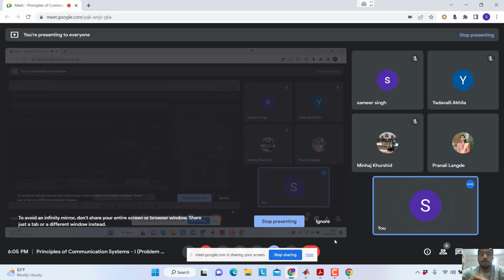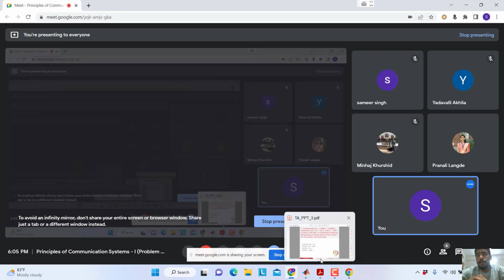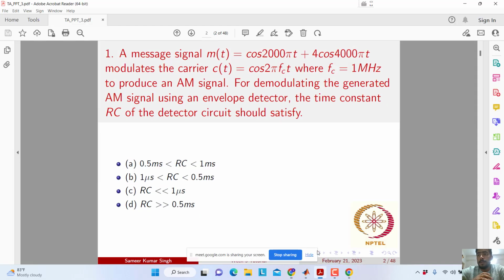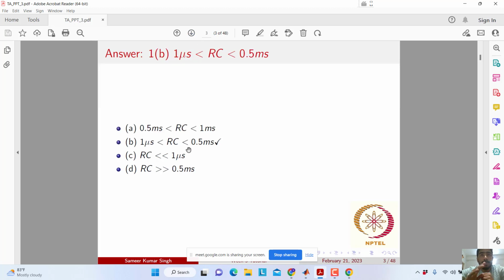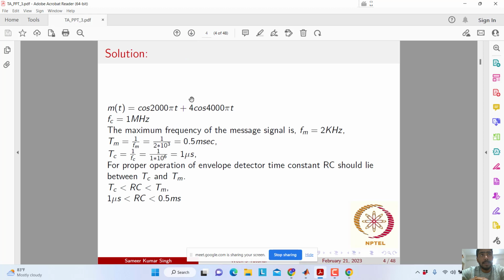Hello Pranali. Okay, this is question number 1. Actually, we have to calculate the RC time constant. We have an m(t) and we have a c(t), and we are doing the demodulation by using the envelope detector. Now we will go over the solution. The right answer is option B, and these are the steps.